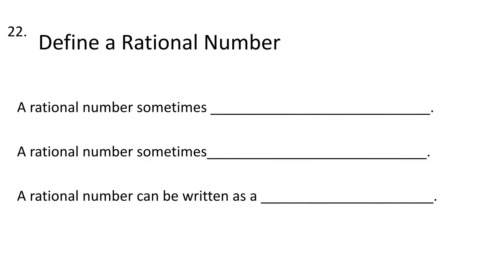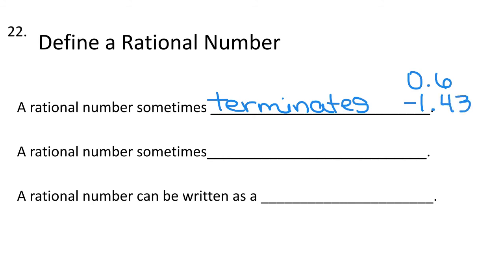On this question, we want to be able to define a rational number. We want to be able to explain its characteristics. First of all, a rational number sometimes terminates, meaning when I divide it out of its fraction form into its decimal form, it will have a terminating decimal. An example of a terminating decimal is 0.6 or even negative 1.43. Both of these are examples of terminating decimals.